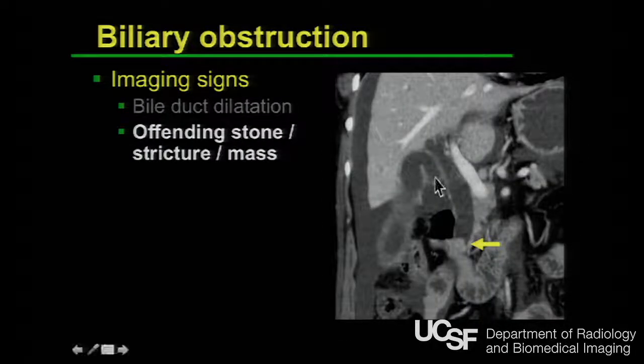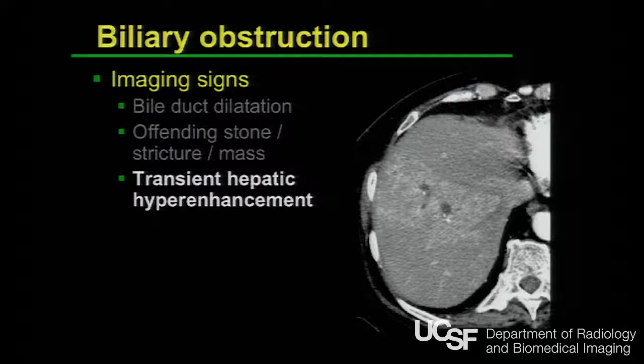What are our other features of duct obstruction? Well, we can follow the dilated duct downwards, and we can see the meniscus, we can see the obstructing mass or stone. In this case, it's a stone that's the same color as soft tissue. So we can find the offending stone or mass. But beyond that, there are multiple other features that are now recognized for biliary obstruction, including transient hepatic hyperenhancement, particularly in the arterial phase of contrast enhancement.